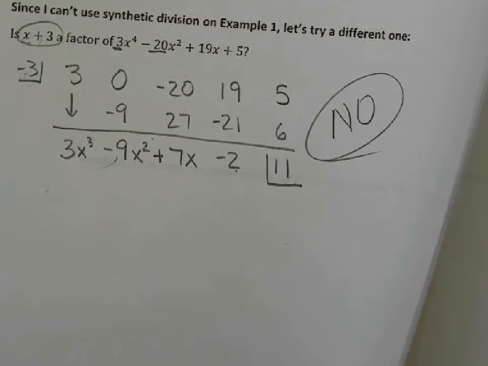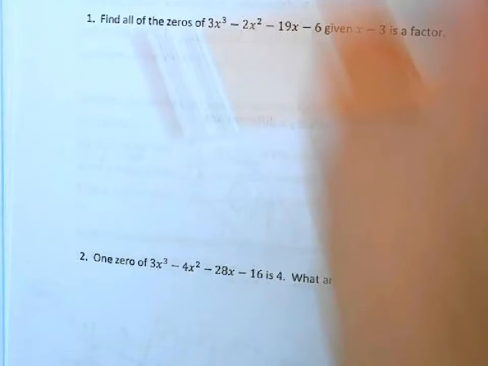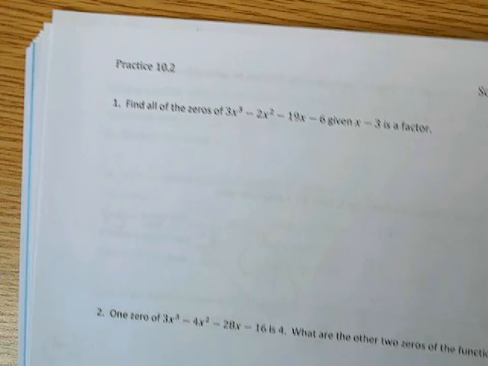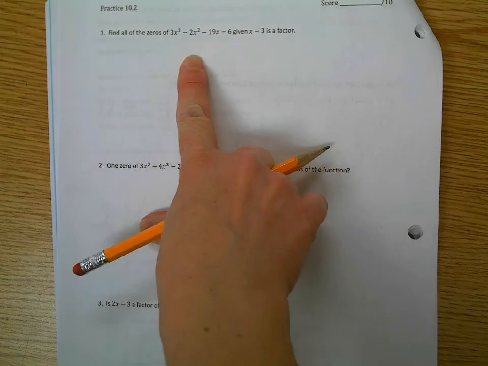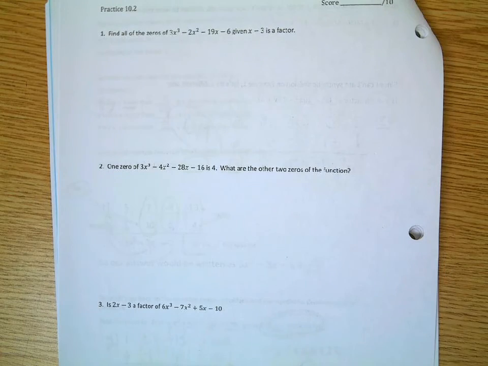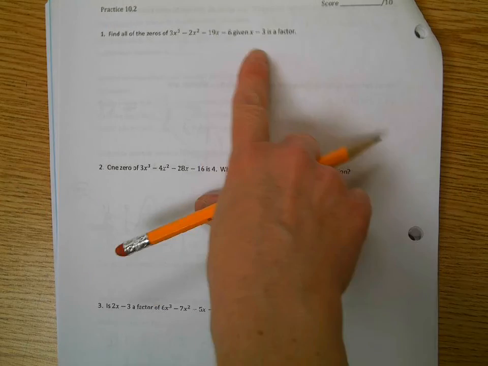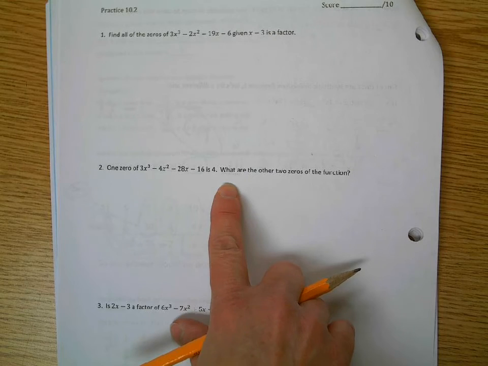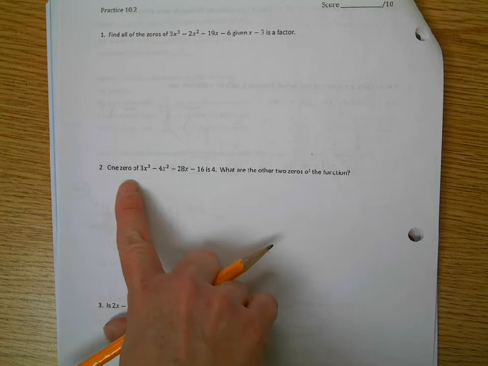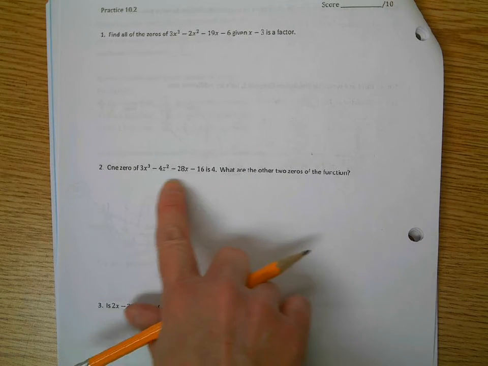Okay, your homework is half and half, you guys. Half paper, half big ideas. Turn the page. There are 3 problems here that you are to do. Problem number 1, find all the zeros, but it gives you one factor to start with. Can you do synthetic division on number 1? Yes. Problem number 2, can you do synthetic division? What does it give me? This one, it tells me what? One of the zeros is 4.